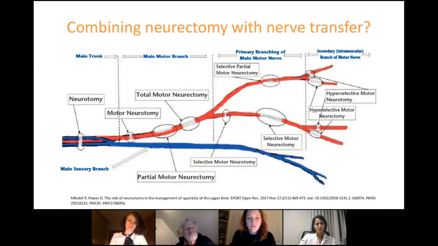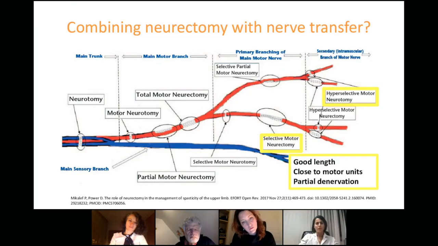So where should we do the neurectomy if we want to associate it with a nerve transfer? The ideal area would be at the selective level, and would be for muscles with multiple branches. If the muscle has only one branch, then it's not really possible to associate a neurectomy and a nerve transfer. But if it has multiple branches, then you can cut one branch at a selective level, transfer it on the recipient muscle, and then eventually add another hyperselective neurectomy on the other branch if needed.